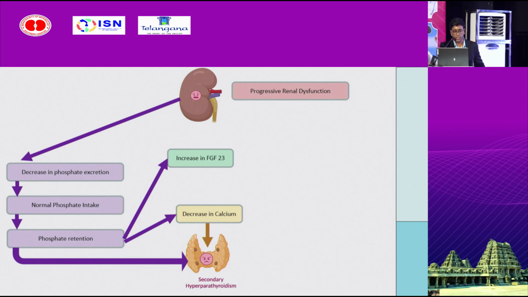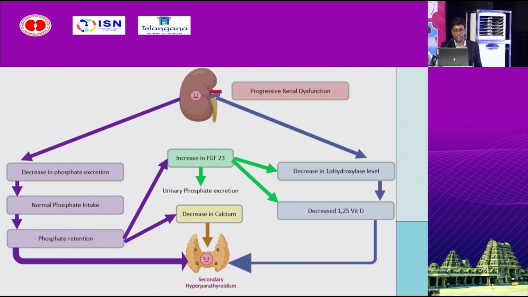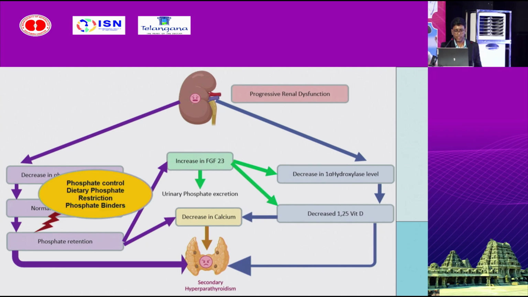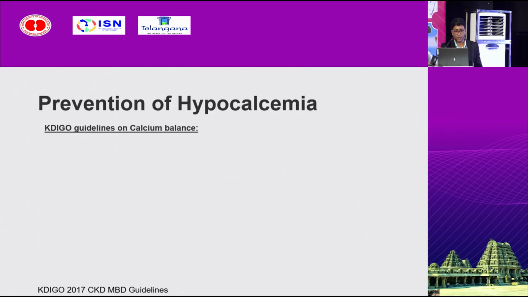With increased phosphate retention, there will be increased FGF23, which leads to phosphate excretion, and this increased FGF23 also decreases the 1-alpha hydroxylase level, which in turn leads to decreased 1,25-dihydroxy vitamin D, and in turn leads to secondary hyperparathyroidism. So the targets: basically we need to address the phosphate, we need to control calcium, and we need to address PTH by using calcimimetics. So let us discuss one by one.